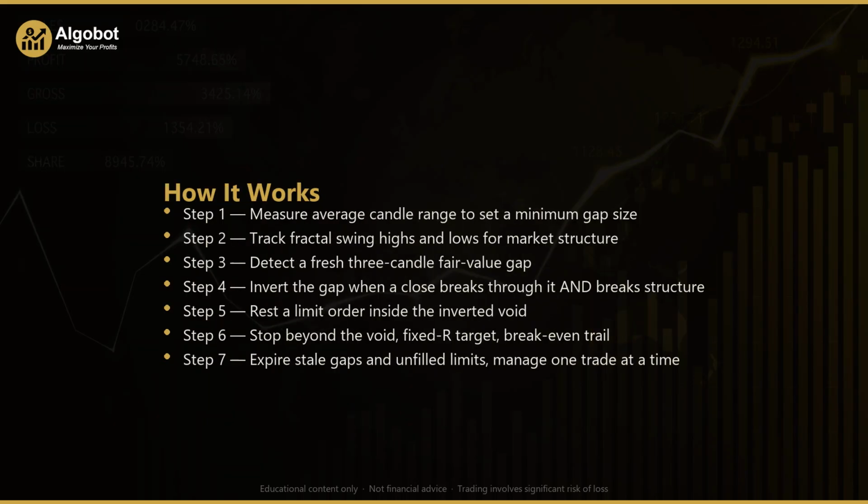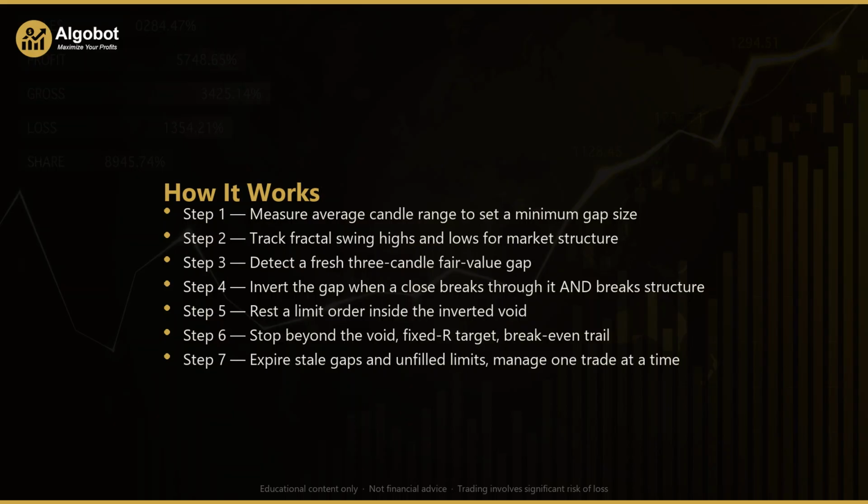The strategy works on closed bars only, acting once each time a new primary time frame candle completes. First, it measures volatility. It sums the high-to-low range of the most recent candles, set by the range lookback parameter, and divides to get an average range. The minimum gap factor is then multiplied by that average to produce a minimum gap size. This ensures the strategy only pays attention to gaps that are meaningfully large relative to current conditions.